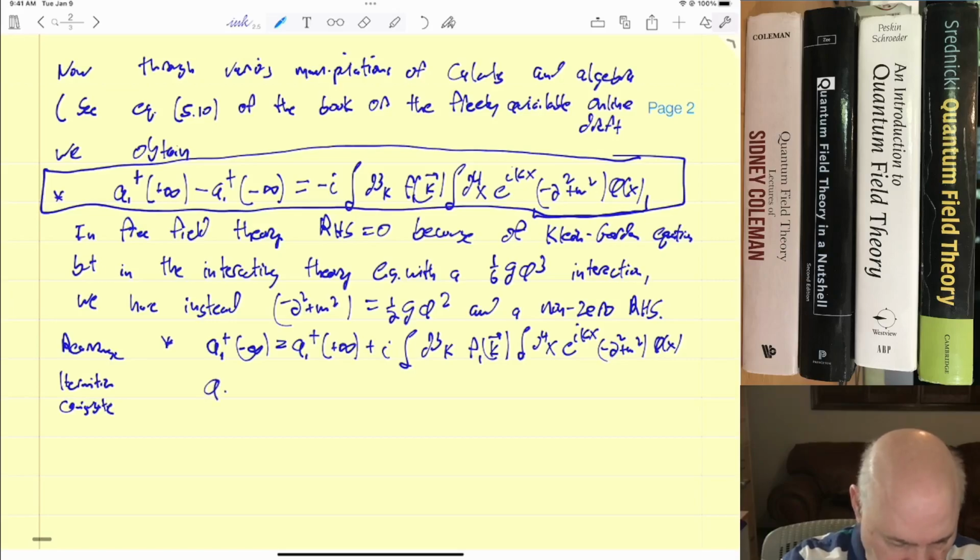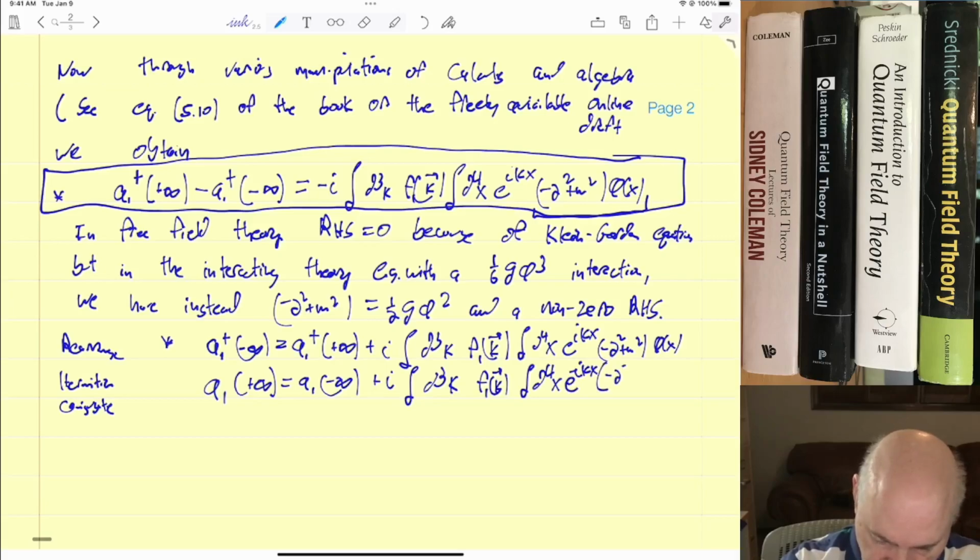And this one you'll get a1 at plus infinity is equal to a1 at minus infinity plus i, the integral d3k f1(k), the integral of d4x e^(-ikx) (partial squared plus m squared) phi of x.